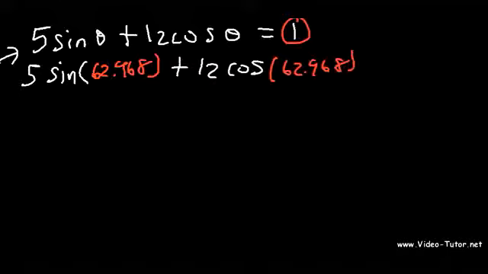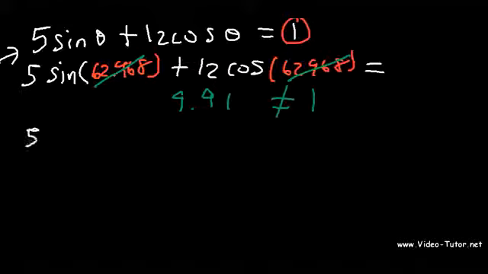See what answer you get. You have to make sure and double check if you have the right answer. So I'm going to type in 5 sine 62.968 plus 12 cosine of that angle. And I get about 9.91, which doesn't equal 1. So this answer is not good.